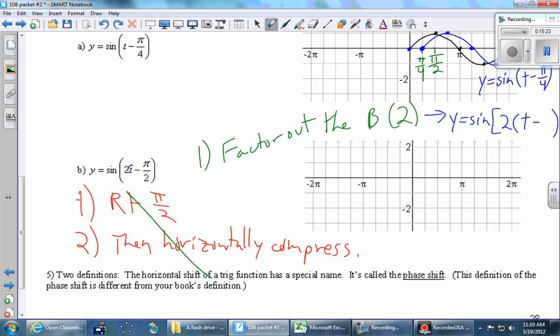If you divide this guy by 2, what do you get? You get 1t, which is why there's a single t sitting in the parentheses. Well, then we better divide this guy by 2. That's what we're doing when we're factoring. If you divide that by 2, what do we get? We get pi over 4.